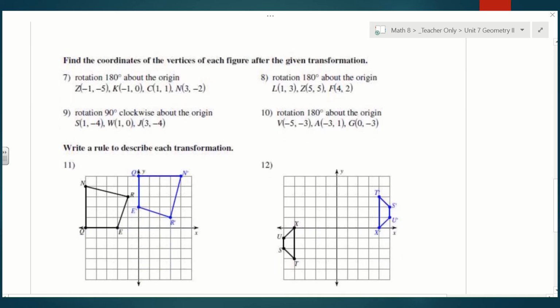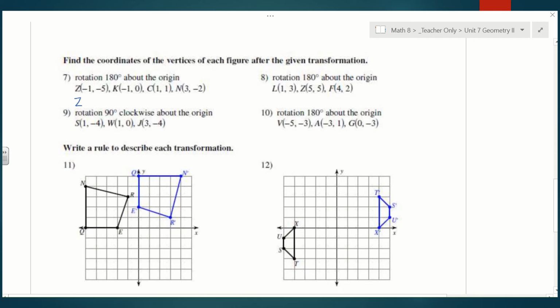Okay, so we are going to now figure out the coordinates of each new figure given the pre-image coordinates. So if you look at number 7, we're given 4 points here, and we're being told that we're going to rotate this polygon, this quadrilateral, 180 degrees. And so this might be a time that you choose to use your rule. And so if you remember, for the rotation of 180 degrees, it basically just changes the signs.